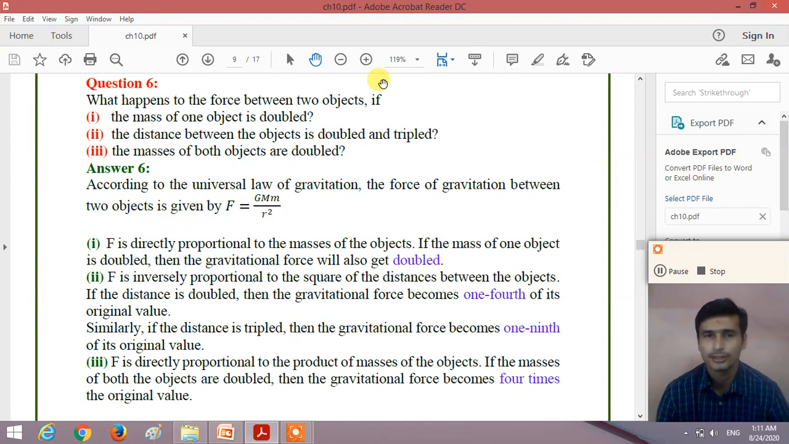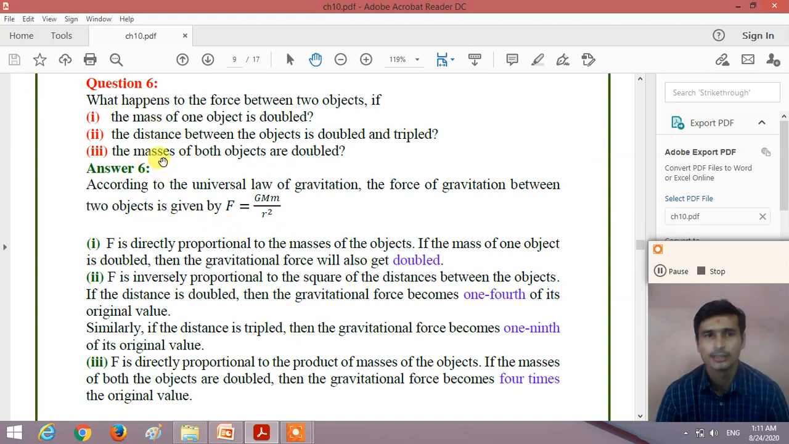So according to the universal law of gravitation, F is equal to G m1 m2 divided by r squared. Now if the mass of one object is doubled, F is directly proportional to the mass of the object, so the gravitational force between them is also doubled. So here, if the mass of one object is doubled, the gravitational force will also double, right?